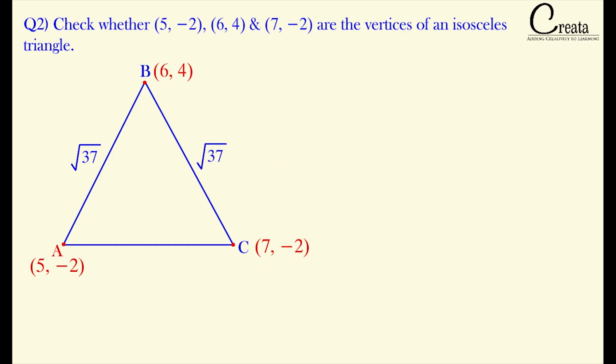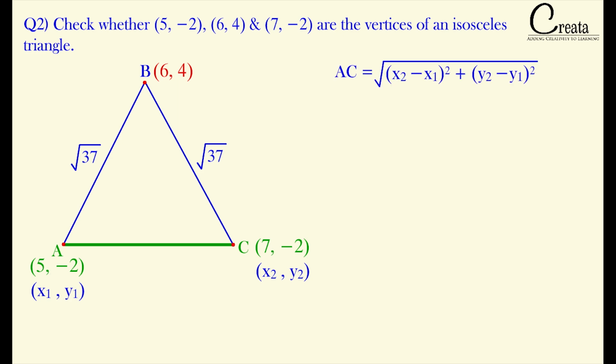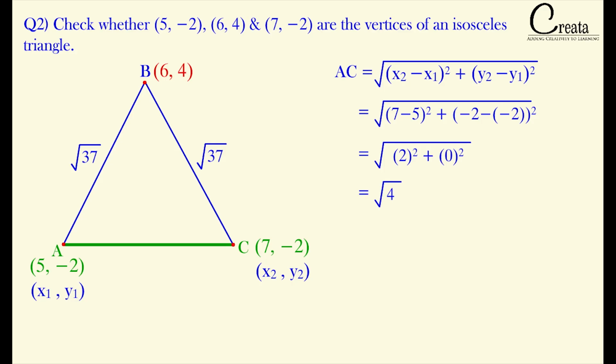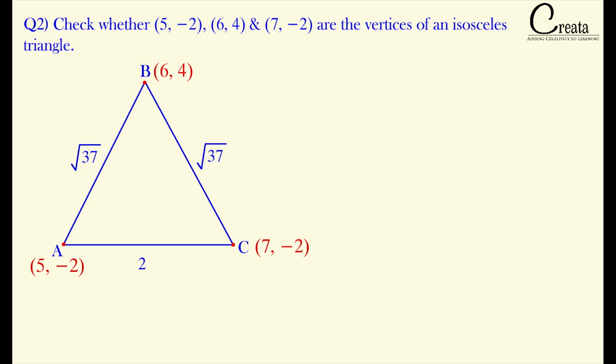Let's move further and we will try to find the distance AC. Here let's assume x1 y1 as 5 comma minus 2 and x2 y2 as 7 comma minus 2. Okay, we will use our distance formula. Let's put the value. On solving, we got AC as 2 units. Got it? So we got the three sides of this triangle, that is AB as root of 37, BC as root of 37 and AC as 2 units.